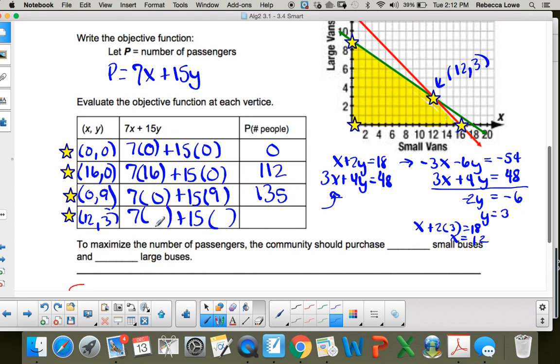15 times 9 is 135. And for (12, 3), that would be 129. So the maximum occurs here at 135. So the maximum number of people we could hold is 135 if we purchase 0 small buses and 9 large buses. So the last thing we do is we write our solution sentence. To maximize the number of passengers, the community should purchase 0 small buses and 9 large buses.